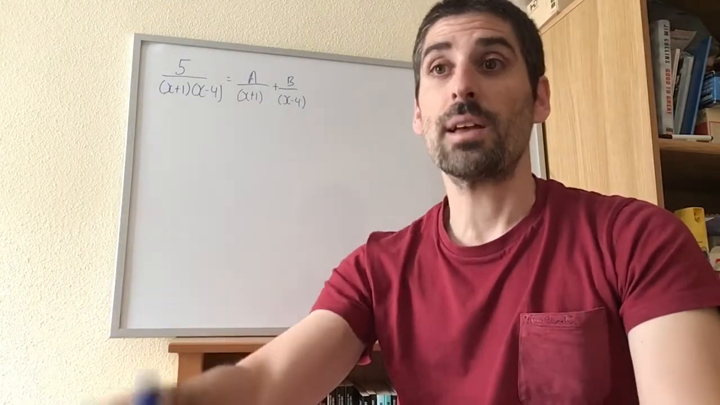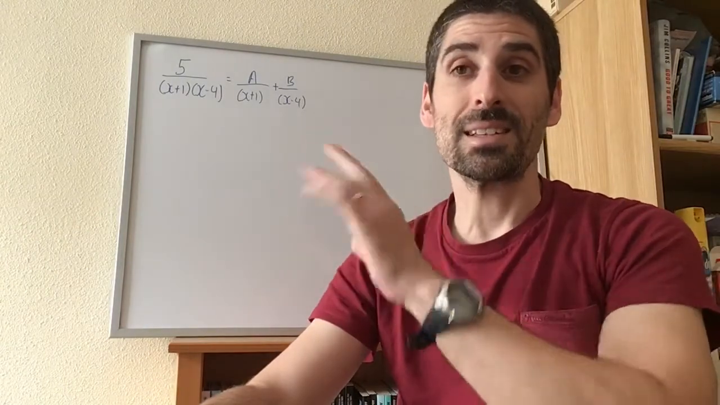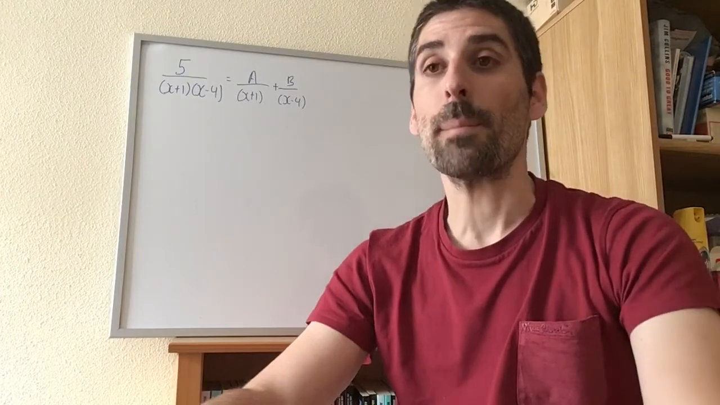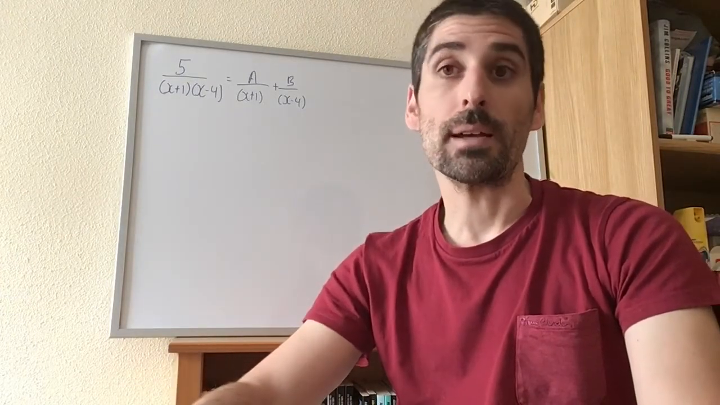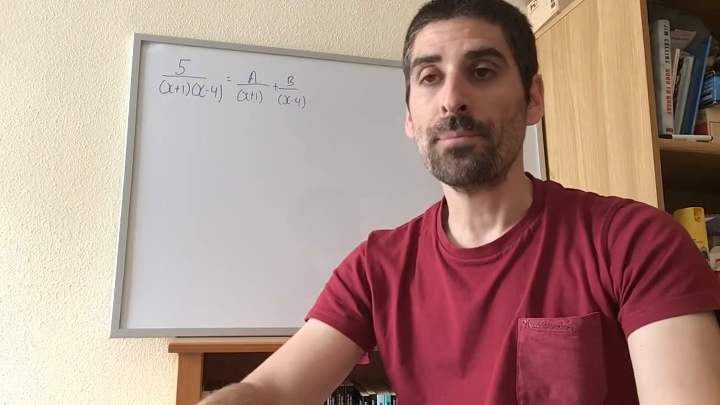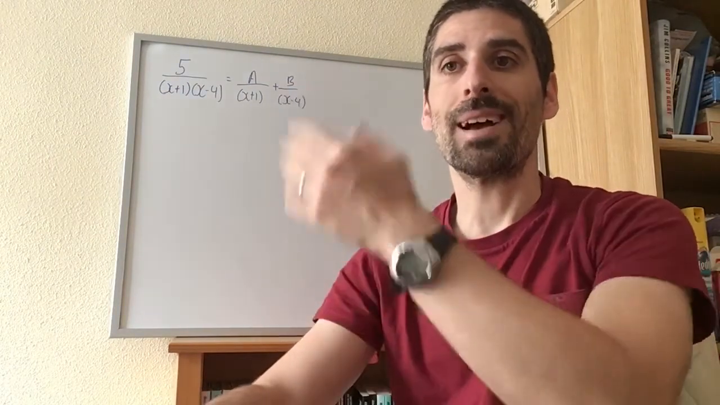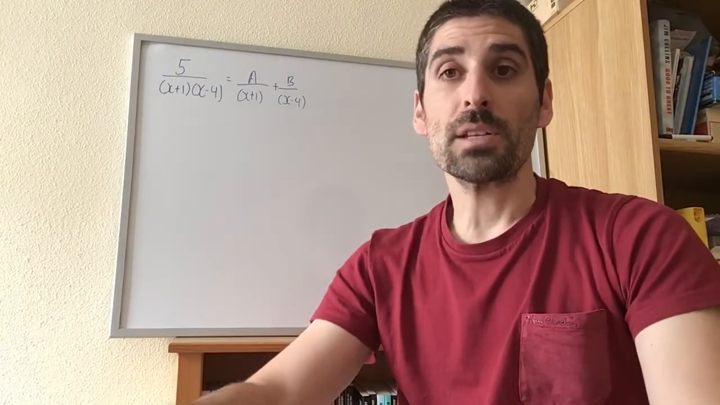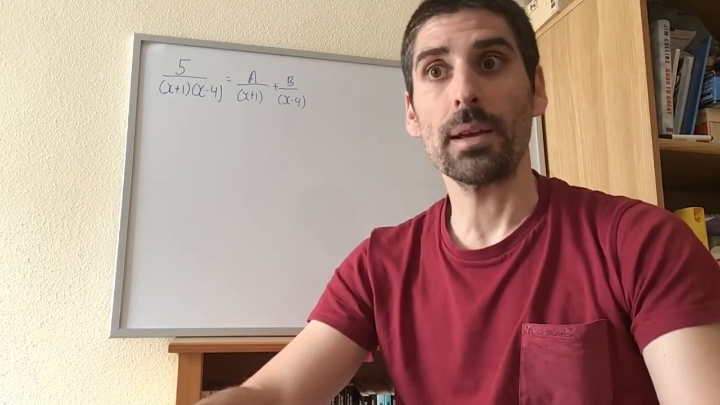I've got that fraction there, 5 over (x plus 1)(x minus 4), and they tell us that it can be rewritten into partial fractions. I can split it up. So how do we go about it? How do we find the values of a and b? All I'm going to do is take that a over x plus 1 and b over x minus 4, and add those 2 fractions together, putting them with a common denominator.